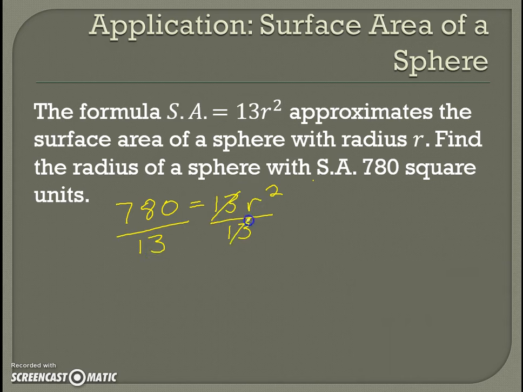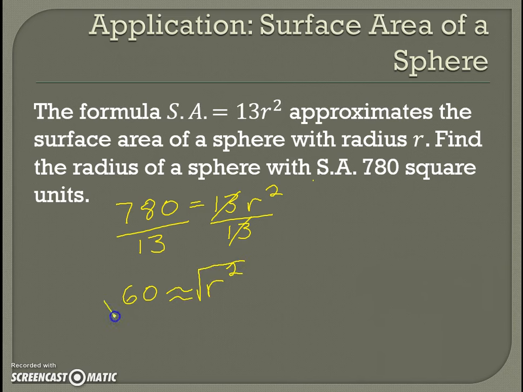These 13s simplify out, and they're gone. And then on this side, I'm left with 60. Okay, and this is an approximation, but it's close enough for this. If you notice, everything else, this 13, is an approximation, for instance, to find the surface area. So 60 is just about the radius squared. So the next step would be to undo squaring a number. All right, to undo a square, you find its square root.